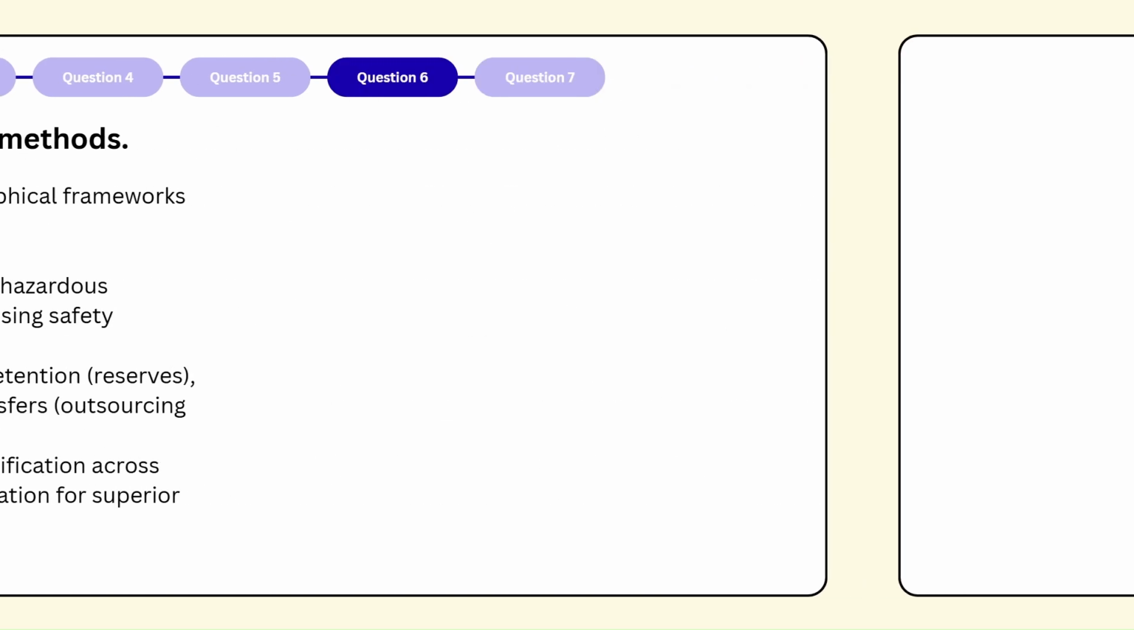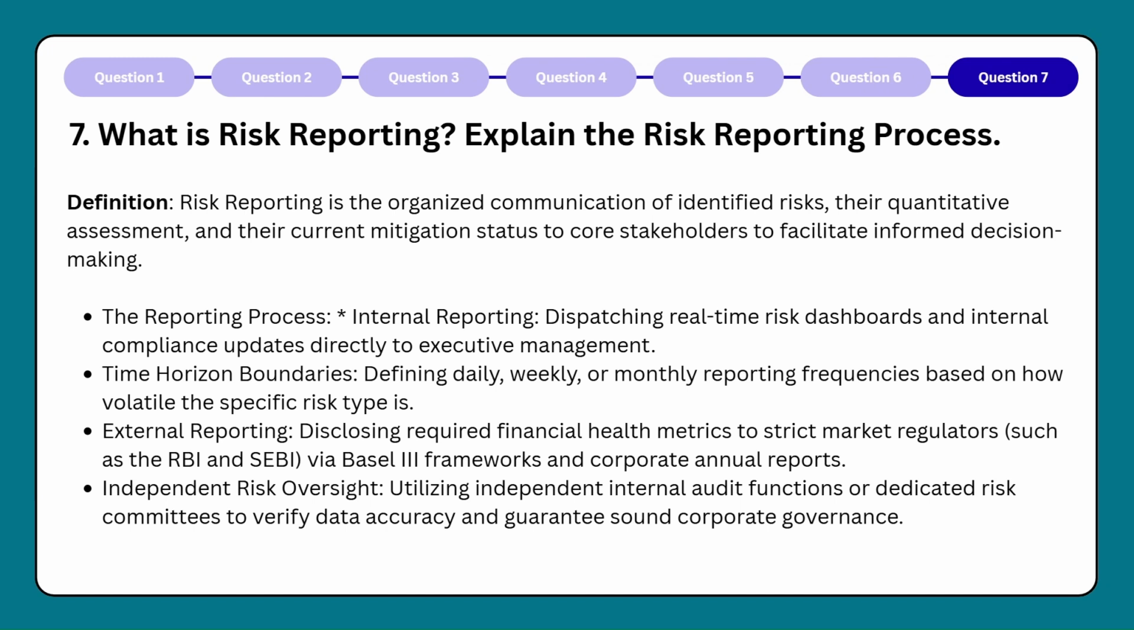Now the next one. 7. What is risk reporting? Explain the risk reporting process. Risk reporting is communicating information about identified risks, their assessment and mitigation status to stakeholders to support decision-making. Process includes internal reporting through risk dashboards and compliance updates for management. Time period defining daily, weekly, or monthly reporting frequency based on risk type. External reporting to regulators like RBI and SEBI through Basel III and annual reports, independent risk oversight by audit or risk committee to verify accuracy and ensure governance.